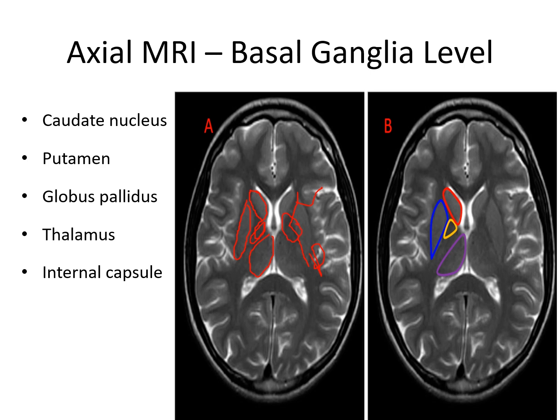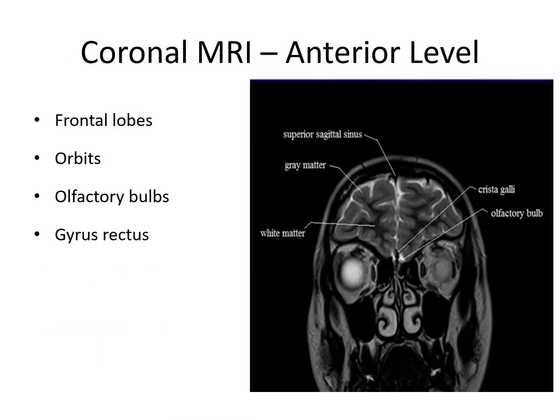So these are the structures at the basal ganglia level, and we can remember them as the basal ganglia capital G, with C for the caudate, A for the amygdala, P for putamen, I for internal capsule, T for thalamus, A for accumbens, L for lentiform nucleus, and G for the globus pallidus. Putamen and globus pallidus also form the lentiform nucleus. Now let's move to the coronal plane.